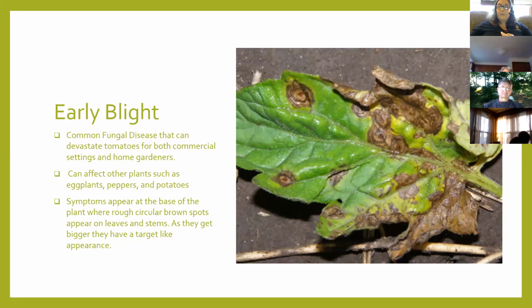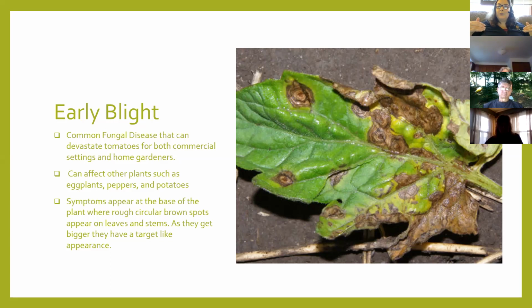It devastates tomatoes for both commercial settings and home gardeners. So some of you might have had early blight, might have thought it was late blight. But this can also affect not just tomatoes, but eggplants and peppers and potatoes. And this one starts at the base.